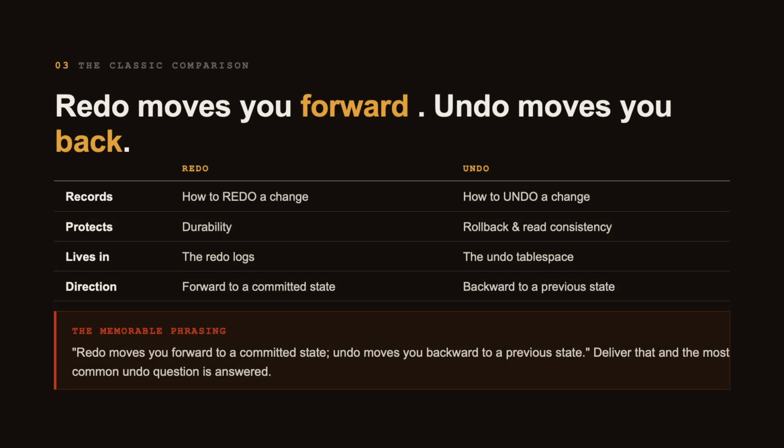Now the single most common undo question: how does undo differ from redo? The clean way to answer is by purpose. Redo records how to redo a change, so a committed transaction can be reapplied after a crash. It protects durability, and it lives in the redo logs. Undo records how to undo a change, so it can be reversed. It protects rollback and read consistency, and it lives in the undo table space.